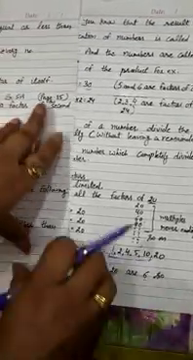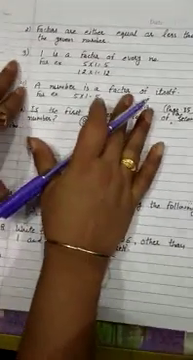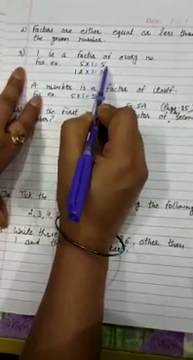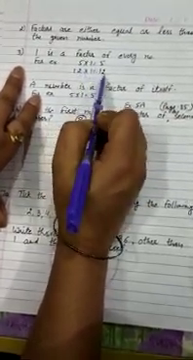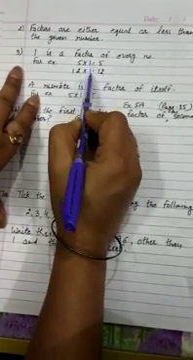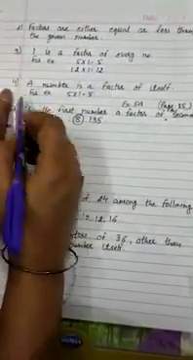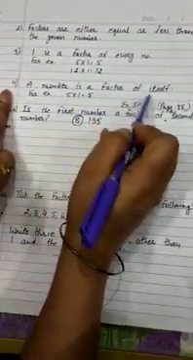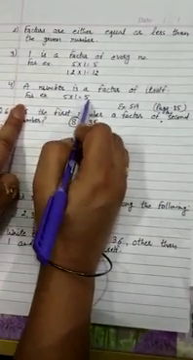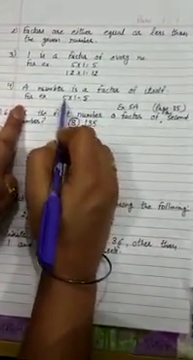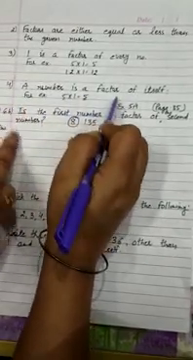And the next property is 1 is a factor of every number. For example, 5 into 1 is equal to 5, 12 into 1 is equal to 12. So here 1 is the factor of every number. My next property is a number is a factor of itself. For example, 5 into 1 is equal to 5, which means this 5 has a factor of this 5. So a number is a factor of itself.